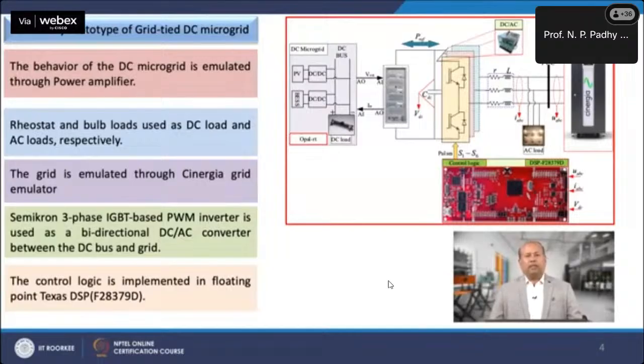This creates a PHIL loop between the Opal RT and the power amplifier. The combined operation of the Opal RT and the power amplifier emulates the DC microgrid behavior completely. The behavior of the AC grid is mimicked through a Synergia programmable grid emulator. A Semikron 3-phase IGBT based PWM inverter is used as a bidirectional DC-AC converter between the DC bus and the grid.